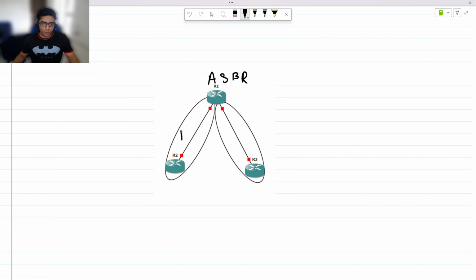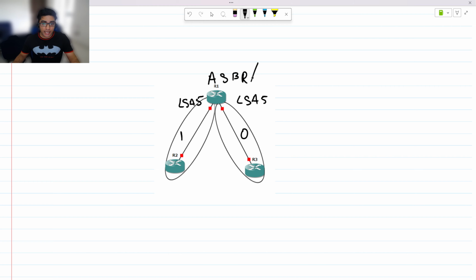And this is area 1 and this is area 0. Right. R1 here will generate a type 5 LSA, LSA number 5, in area number 1 as well as in area number 0. Here there will be no need for a type 4 LSA to be created.